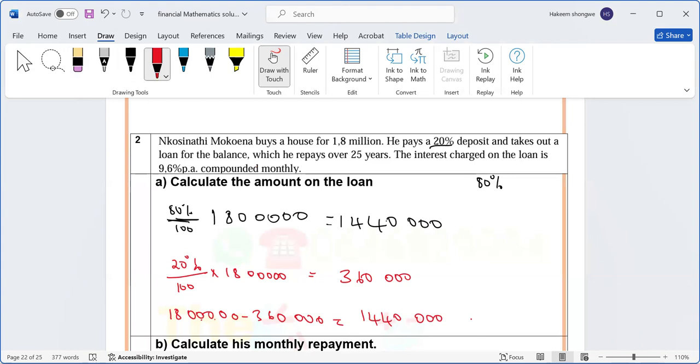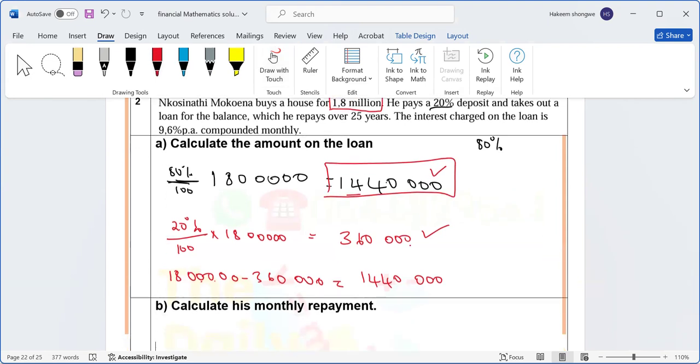Now, a question can either ask you how much you paid as the deposit, and then you give them this one. But the one that is most important is this one. Why is this one important? It's because this is not our present value. This is how much the house costs. This is the present value that we are going to borrow from the bank.